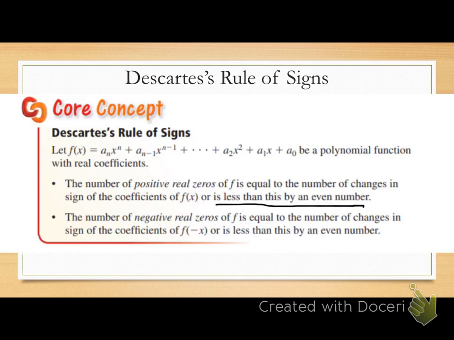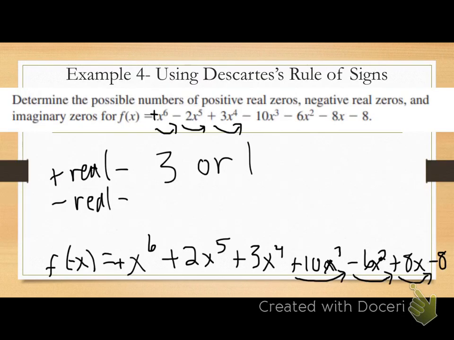So once again, the number of negative real zeros of f is equal to the number of changes in the sign of the coefficients of f of negative x, or is less than by an even number. So since there's 3 sign changes in f of negative x, the possible number of negative real zeros is 3 or 1, once again.